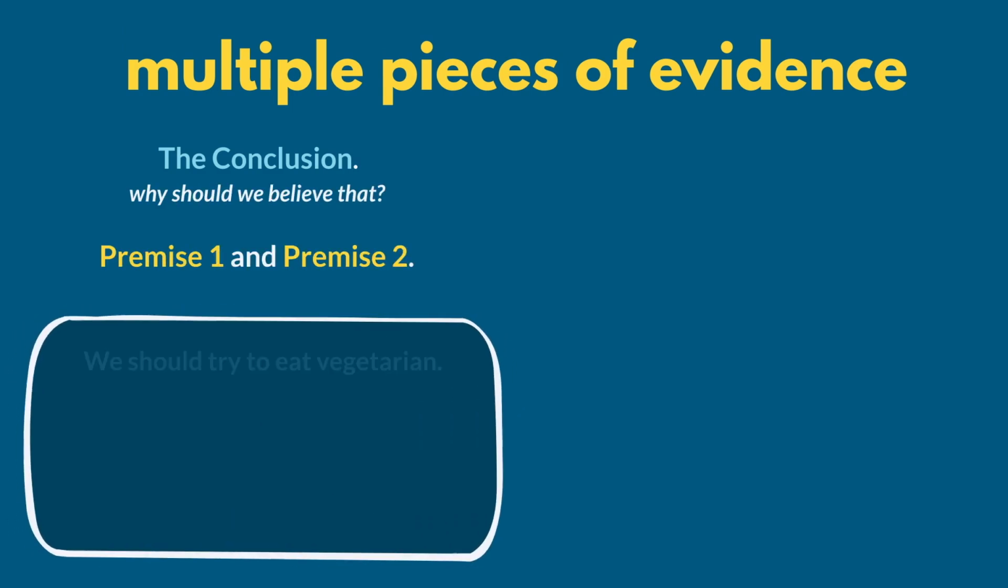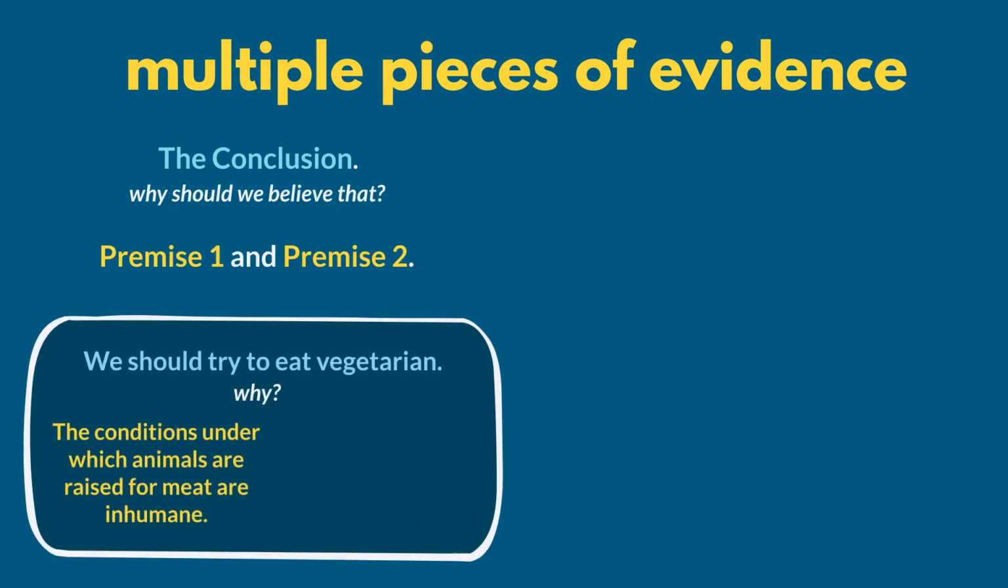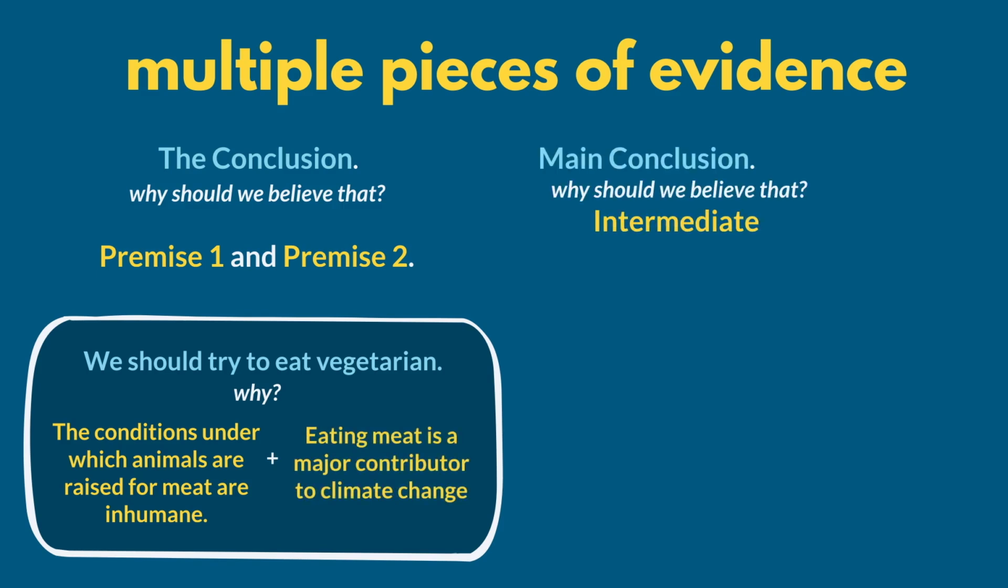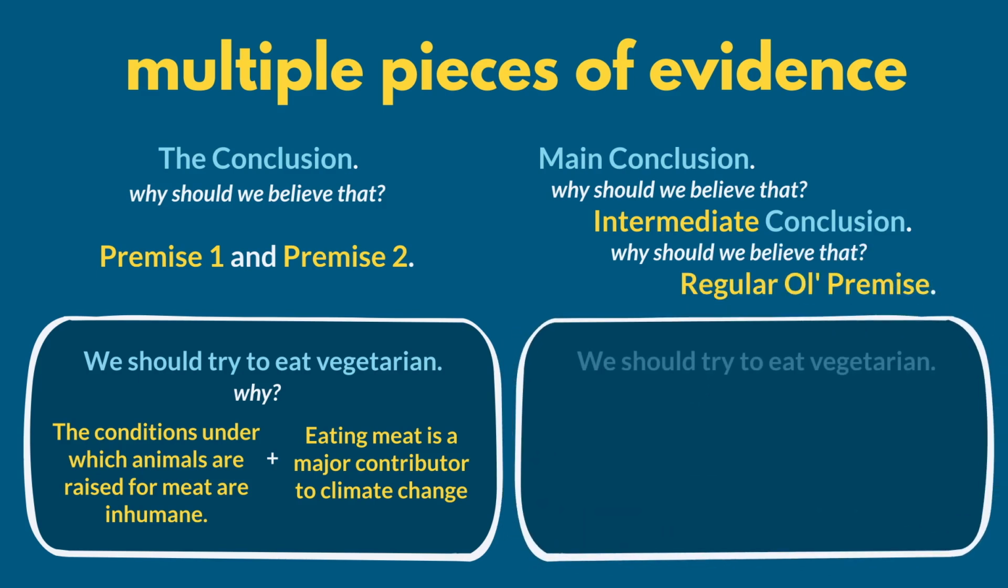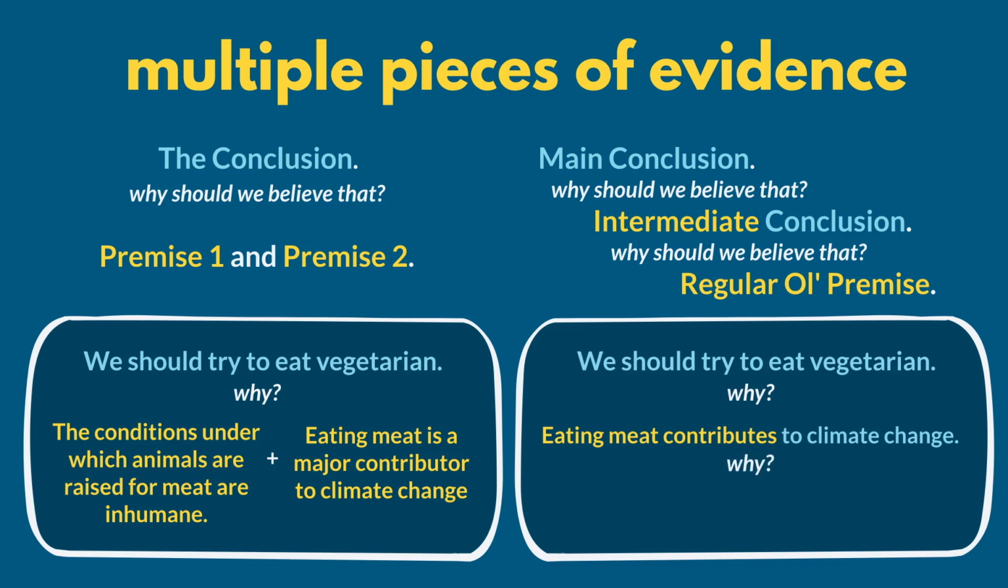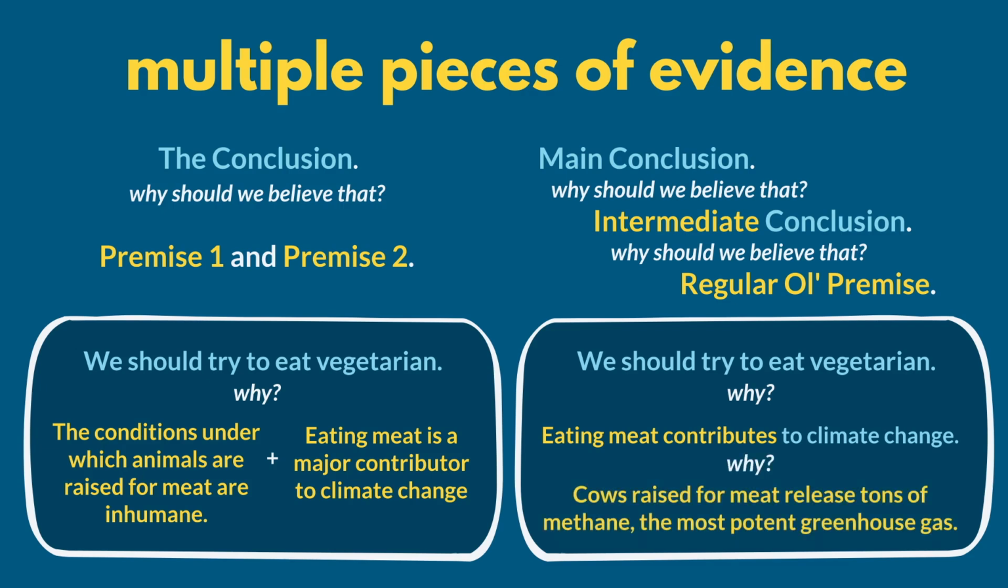Sometimes those premises just operate independently, like we should eat vegetarian because it's inhumane to kill the animals and because it's making climate change worse. Other arguments actually have an intermediate conclusion that supports the main conclusion but has its own support. So we could have the same conclusion, let's eat vegetarian. Why? Because eating meat is hurting climate change. Well, why? Cows that are raised for meat fart out tons of methane, which is the most potent greenhouse gas.